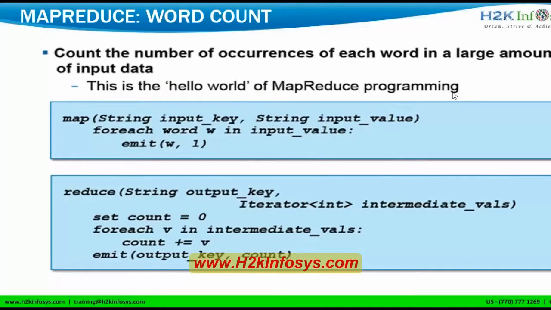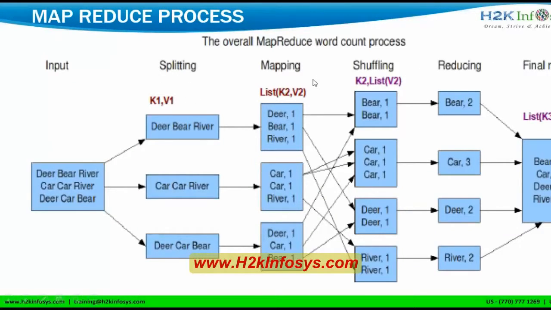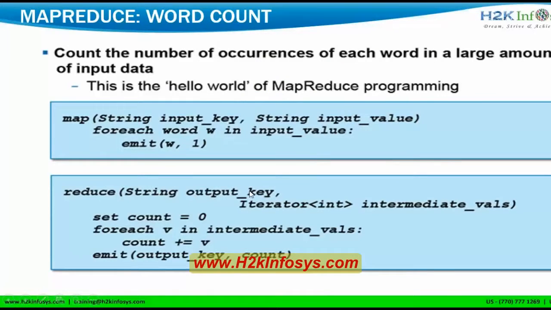In my reduce program, I send the particular key along with the list of values. Each reducer here will get bear comma 1 and bear comma 1. For example, for reducer 1, which results in bear comma 2, the input will be key k2 comma list of v2, that is bear comma 1 and bear comma 1. If you observe, the k2 is the same but the list is longer, meaning more than 1 value. The output is key comma iterator, so I iterate over each value for that particular key. I set up a variable called count equal to 0, and for each v in intermediate values, count is equal to count plus v.